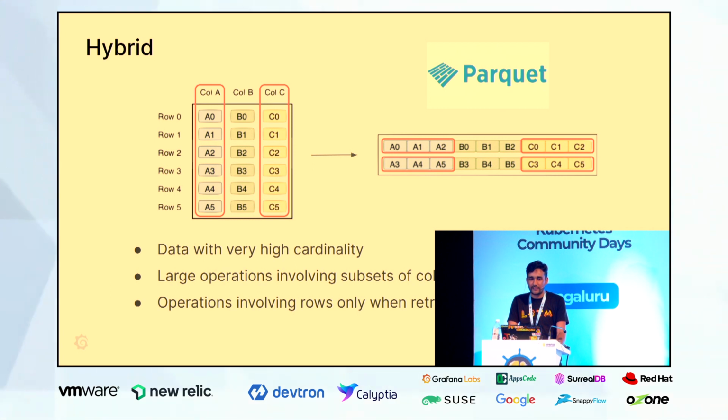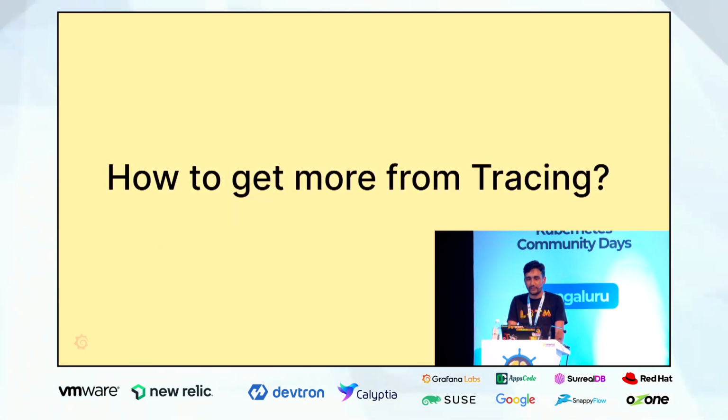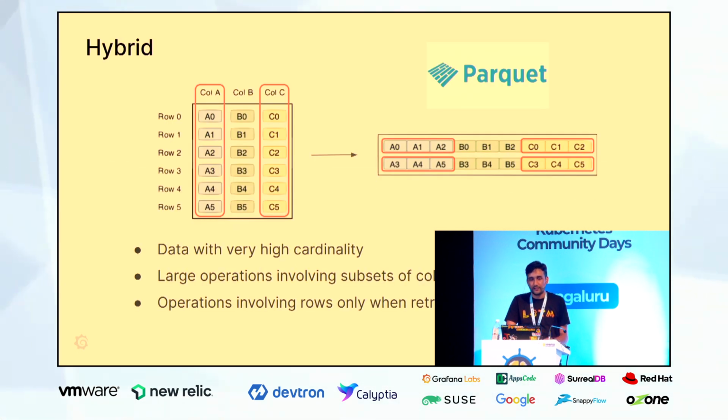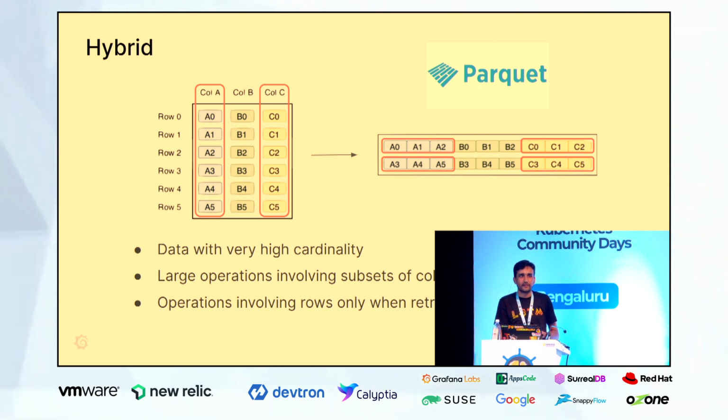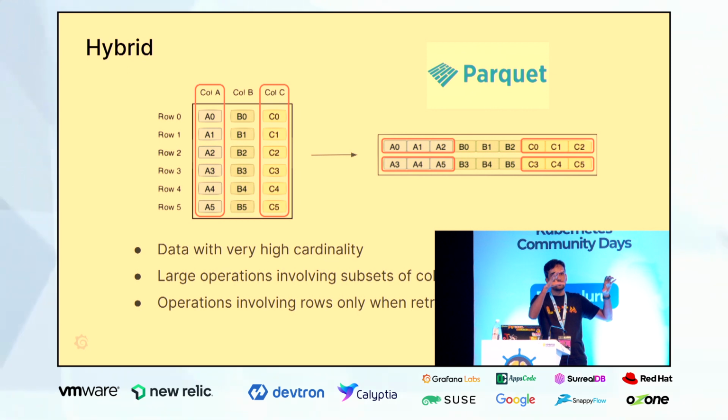So hybrid basically finds a middle ground. In hybrid, you see that a subset of the rows are stored in row groups. So it is, I feel, a middle ground between columnar and row-wise, because in a row group, you can do column-only scans, you can fetch those columns, and then you can do row-level queries. You don't have to read the whole thing.